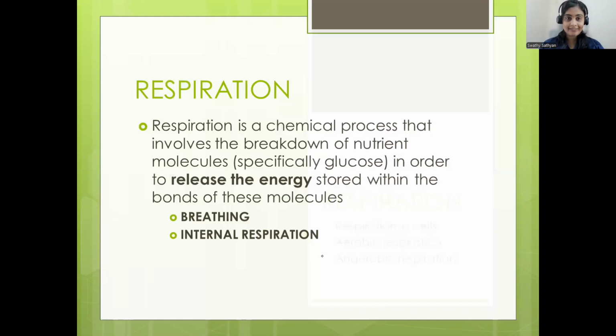So, moving to the first, we have the definition for respiration. As you can see here, respiration is a chemical process. So, chemicals are involved in this process. And what happens in this respiration? It involves the breakdown of nutrient. Which nutrient? Glucose. Okay, so glucose is a nutrient. Glucose is a carbohydrate which is involved in this respiration process.